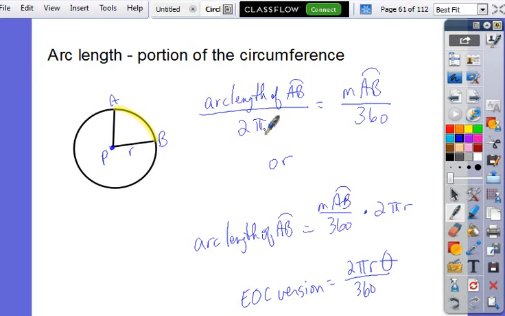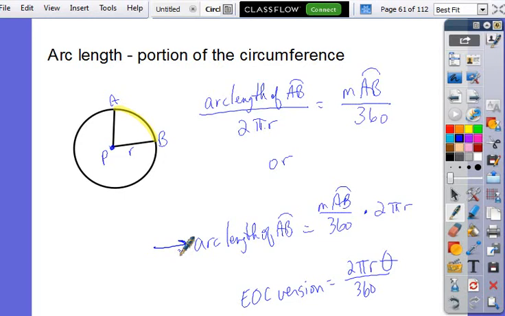The measure of AB, that's the degrees that we've been doing so far. Degrees always goes over 360 every single time. So, small part of the circle goes on the top. Total circumference, total distance goes on the bottom. The small degrees goes on the top, over 360. Now that's for any other question besides arc length. If it says find arc length, I want to use this one because it's faster.